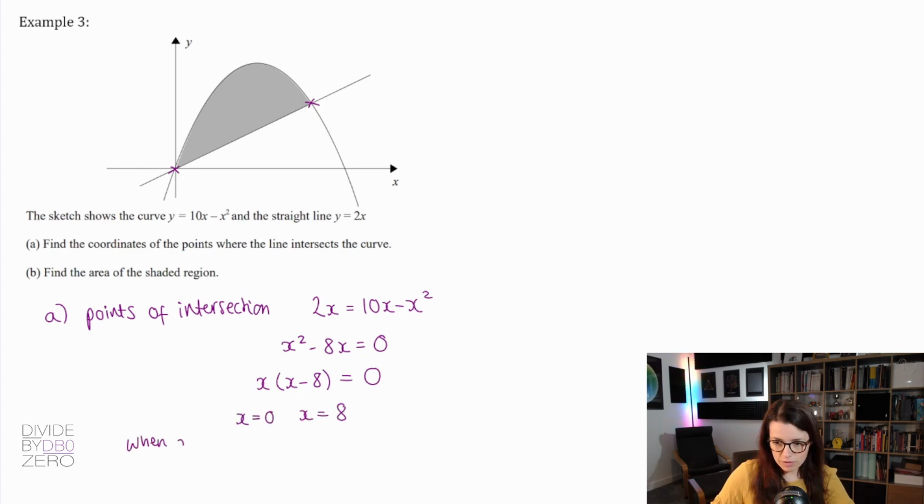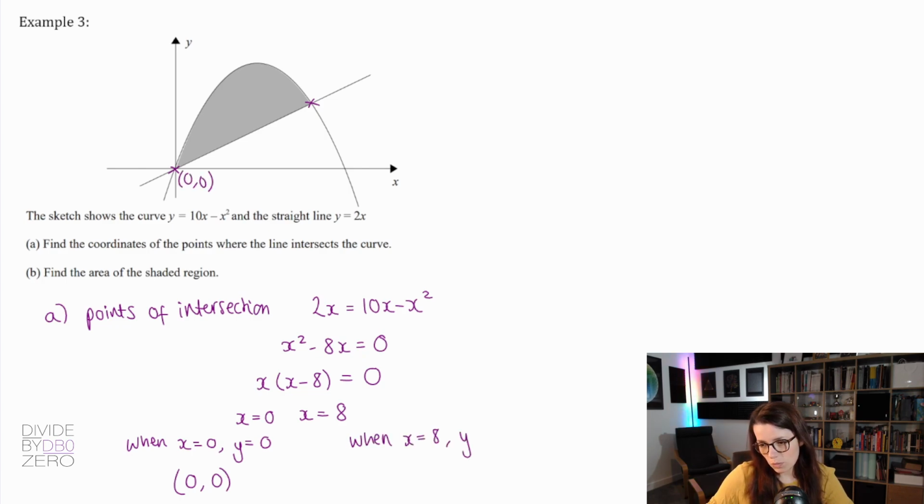When x is 0, sub that into either of the original equations and you get y is 0. So one point of intersection is just 0, 0, as we can see from the diagram. And the other one will be when x equals 8, y equals 16. So it's 8, 16 there. Part A done. Part B, find the area of the shaded region.